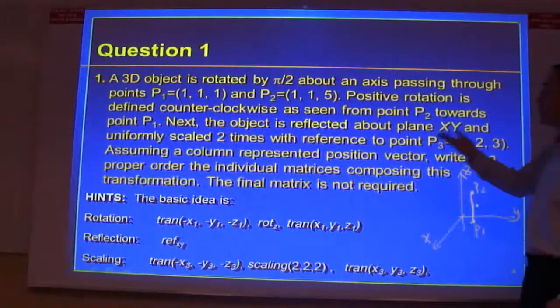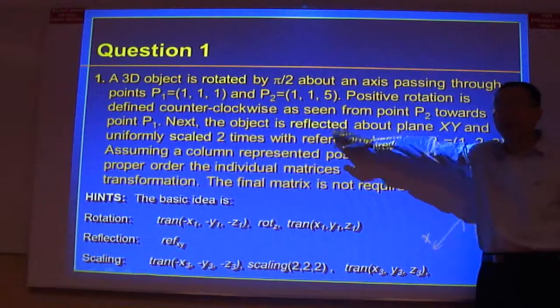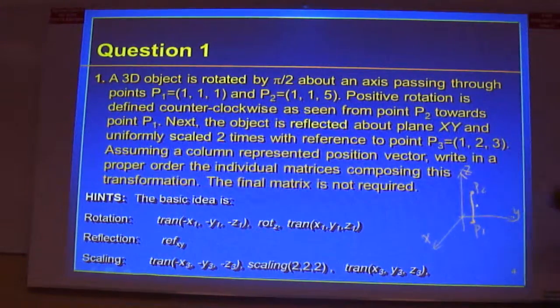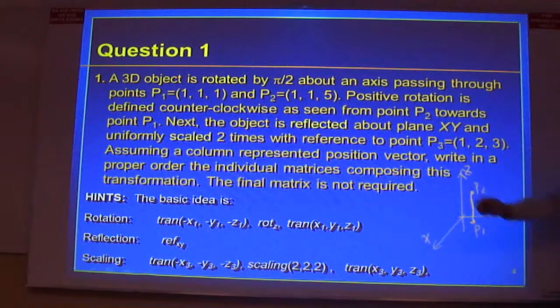Right. Then the next required transformation is a reflection. So what kind of reflection is this? It's about the XY plane. Then this is a standard situation, right? So you can write the matrix for this reflection immediately. So then this is done. Then you go to the next. So what next?